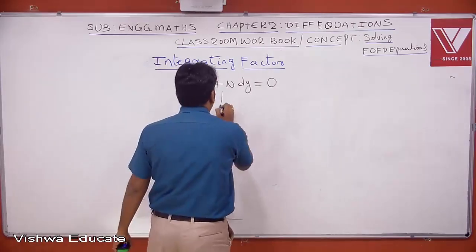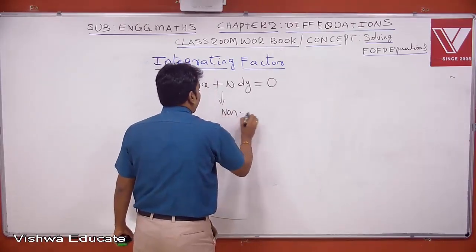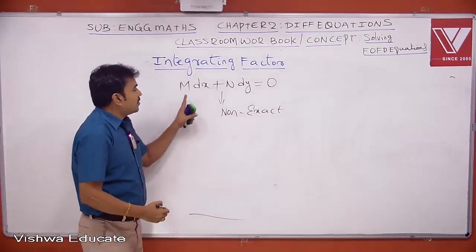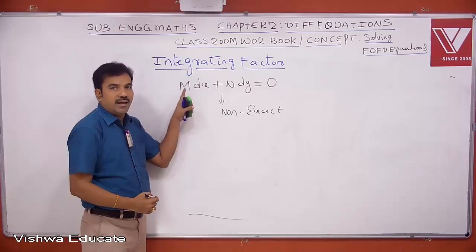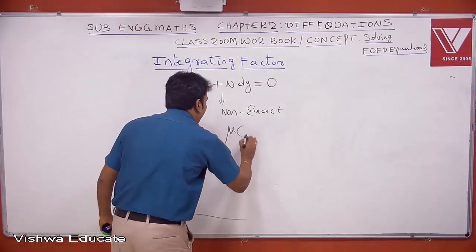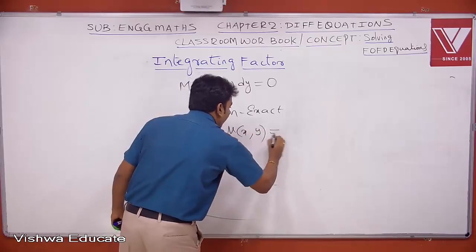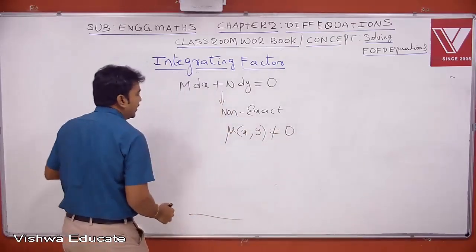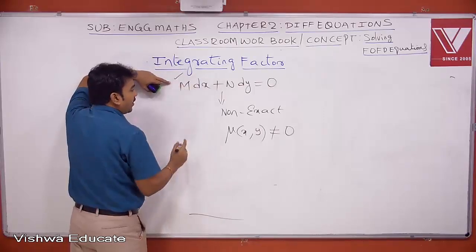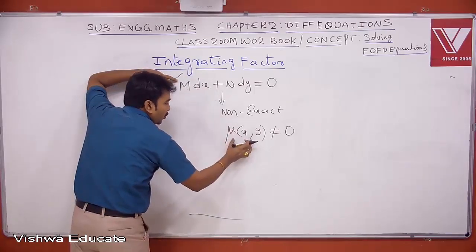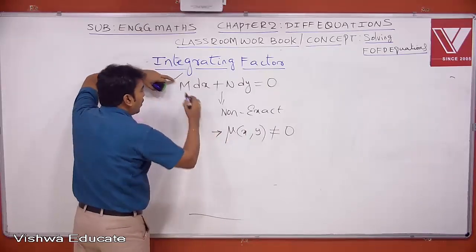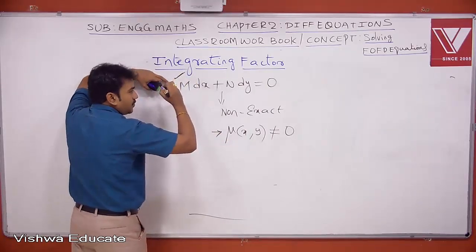Suppose it is a non-exact equation. Still, this can be made exact by multiplying it with a non-zero function of x comma y. We call it mu of x comma y. It is a non-zero function. So this is a non-exact equation, but still it can be made exact if it is multiplied with a non-zero function of x comma y. Such a non-zero function of x comma y is called an integrating factor of this equation.